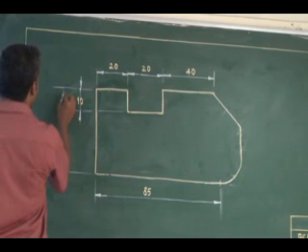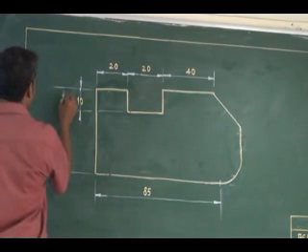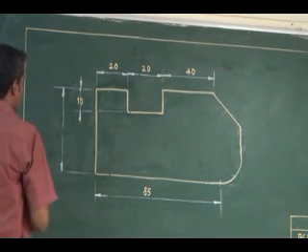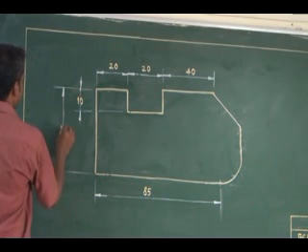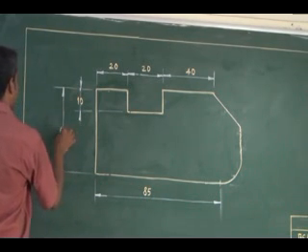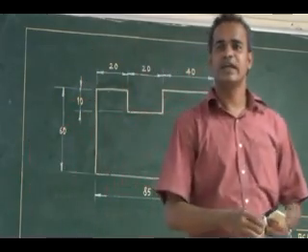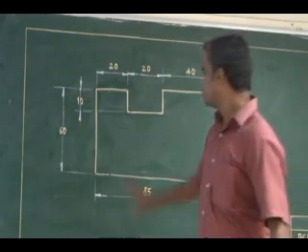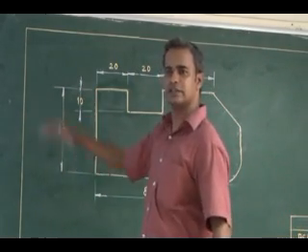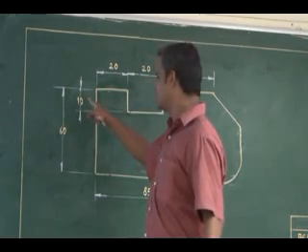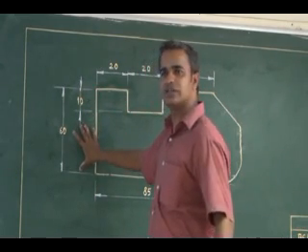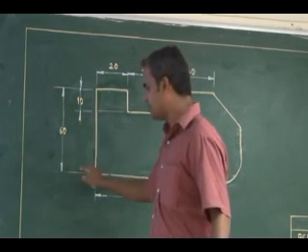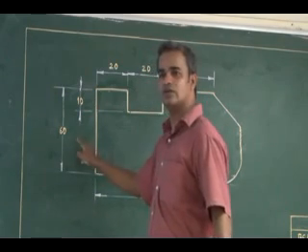Then I can show my dimensions here. So this is 60. I can also dimension this in another manner. Instead of showing a separate 60 mm, the overall is 60 and this is 10, so I can show this portion as 50. I can place an arrowhead here, and in this dimension line I can show a value of 50.